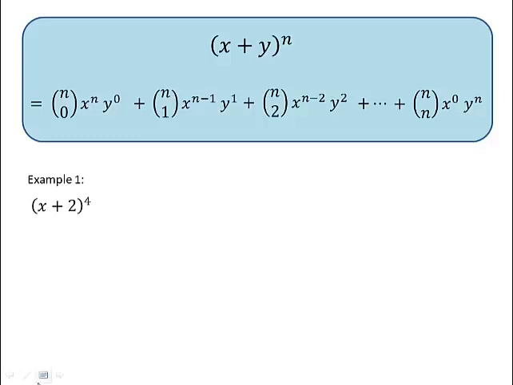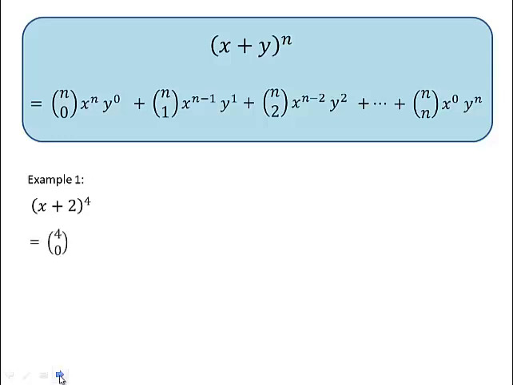In our first example, we have x plus 2 to the 4th. Notice we're still keeping that first term, x, so we're not going to be doing a whole lot different than the actual formula up here, but we do have a 2 instead of a y, and now we have an exponent that's an integer. So we will know what to put in our combination now.